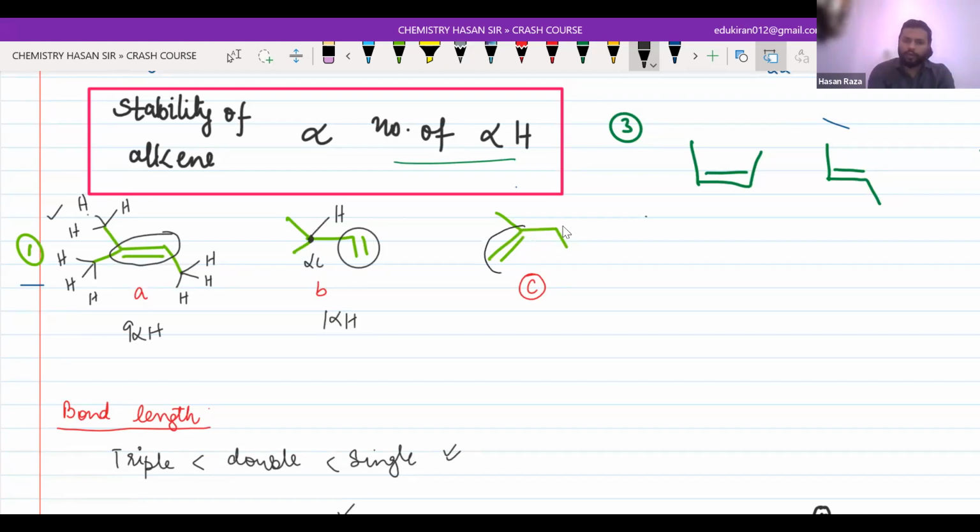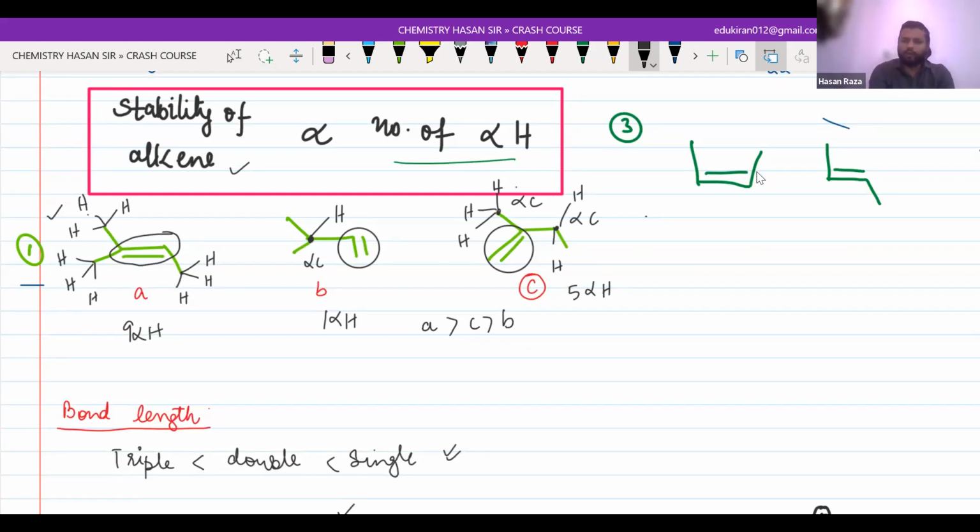Now with respect to this, you can see this is your alpha carbon that is directly connected, and this is also alpha carbon which has 3 hydrogen here, that is alpha hydrogen, and 2 hydrogen is here, that is alpha hydrogen. So total 5 alpha hydrogen. Stability is directly proportional to the number of alpha hydrogen. So the most stable is A, then C, then B. Very good.